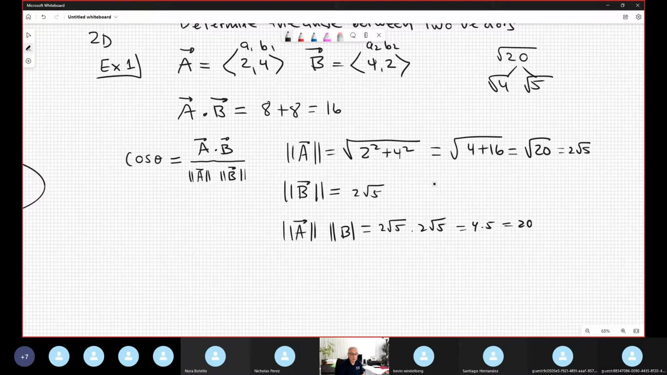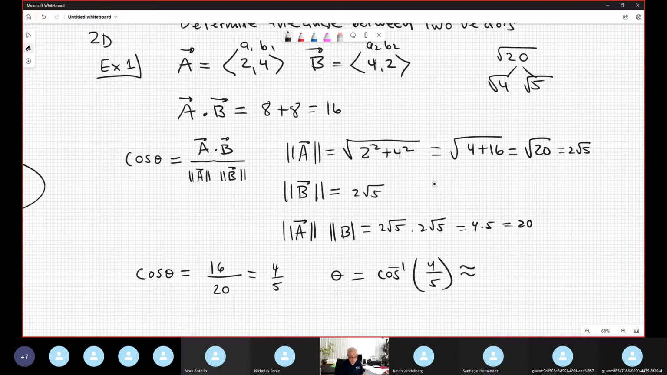Now, cosine theta is 16, which is the dot product, divided by 20. Its simplification a little bit is 4/5. Now, theta alone is cosine inverse of 4 over 5. I put in my calculator, I get 36.87 degrees. And this is the angle in between two vectors.